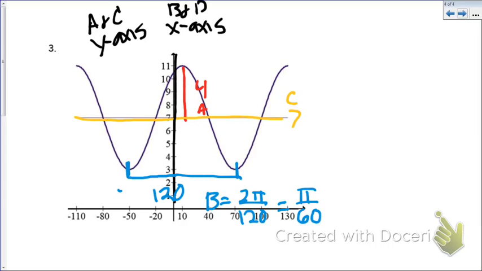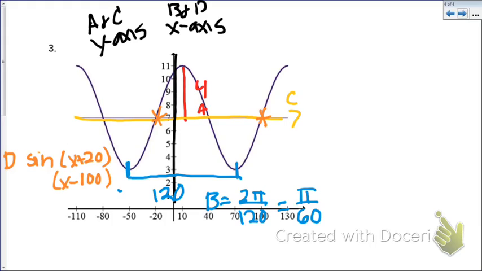And d is going to be dependent on if I write it as sine or cosine. So let's say I write this as sine. So I'm looking for a middle point before my graph moves up. So one possibility is negative 20. So I could write that as x plus 20. Another possibility is over here at 100. So I could write that as x minus 100.